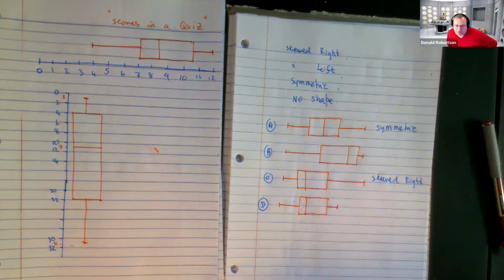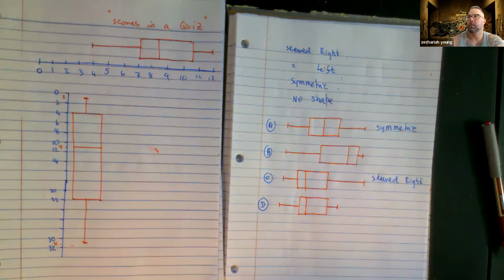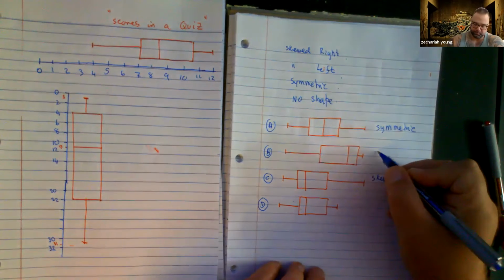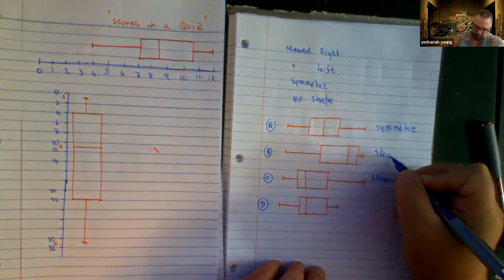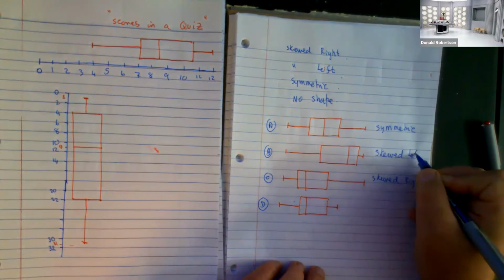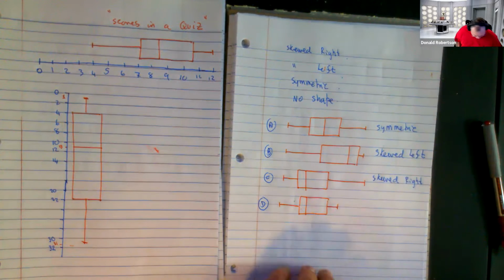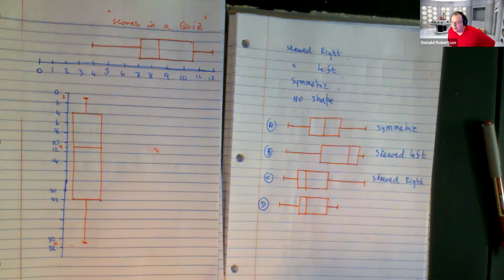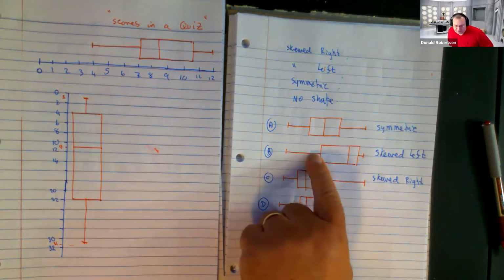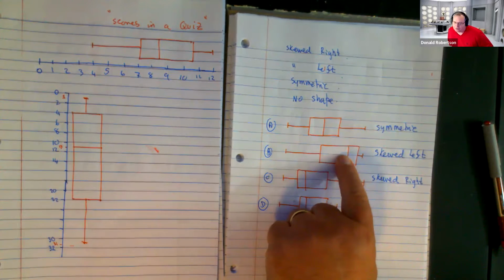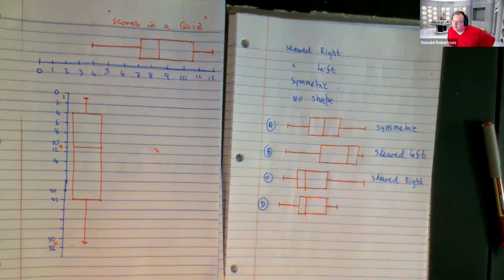Which one of the 2 that's left is skewed left? B. B. Doesn't that have a very similar kind of shape to skewed right, but pointing the other way, right? Isn't the tail big on the left? Isn't the box more of it on the left?